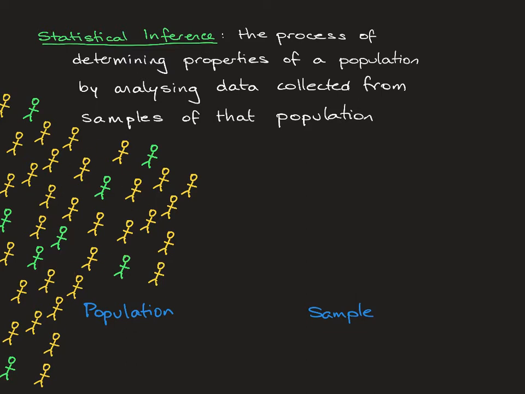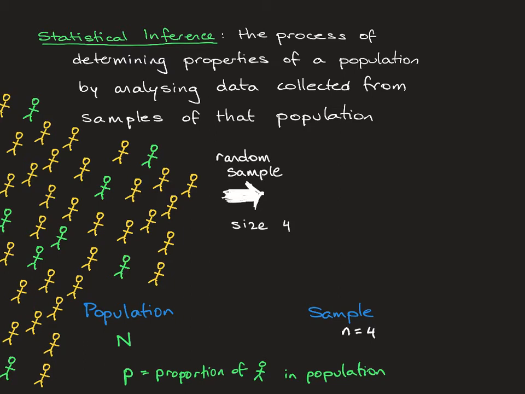So if we wanted to work out some information about the population, we don't know what size it is, but we know that we have a symbol for it, capital N. And we don't know what proportion of that population is little green people, but I'm going to label that as a P for the proportion of green people that are in that population. So if we wanted to work out exactly what proportion of green people we have in our population, what we do is we take a random sample.